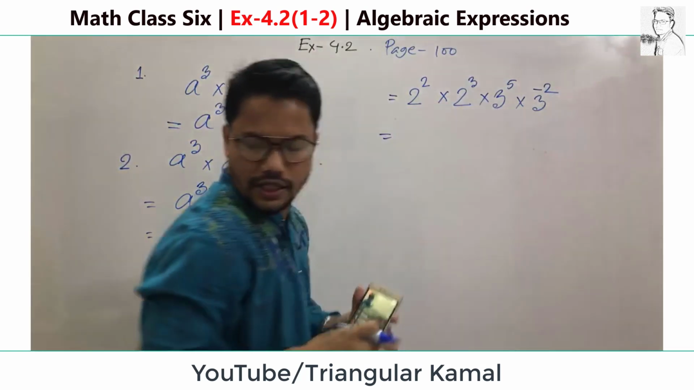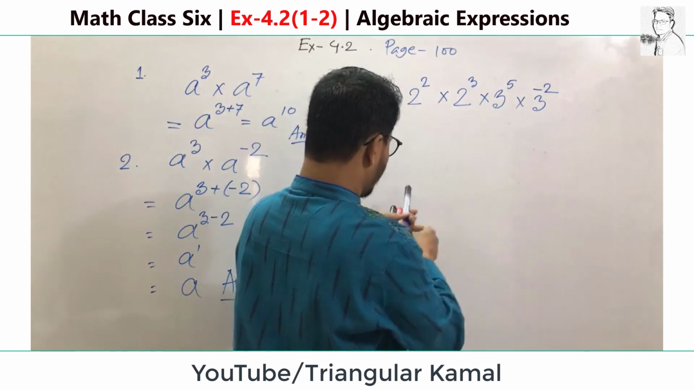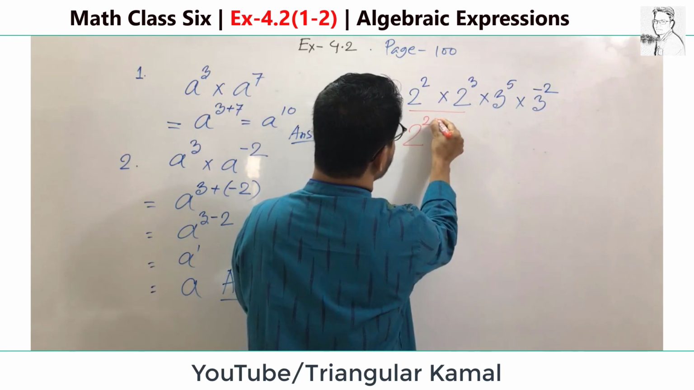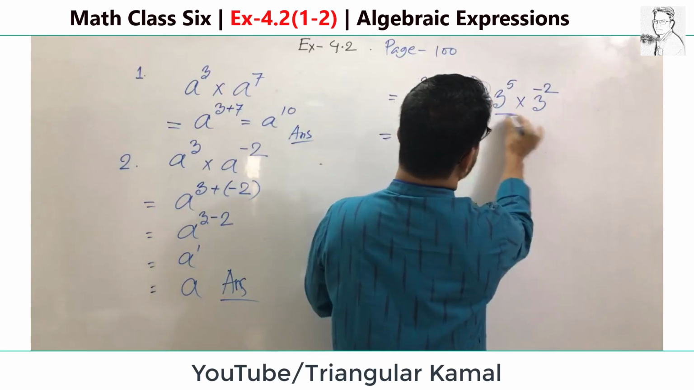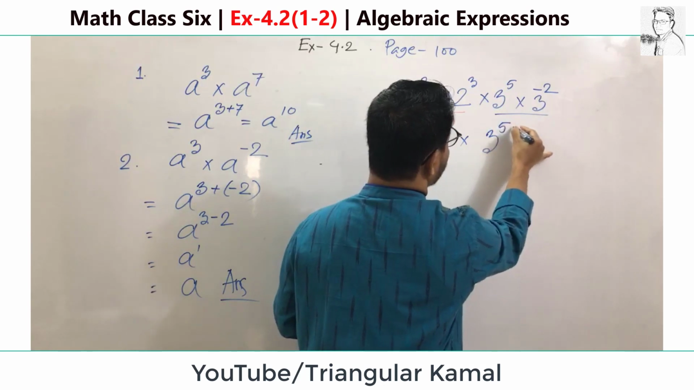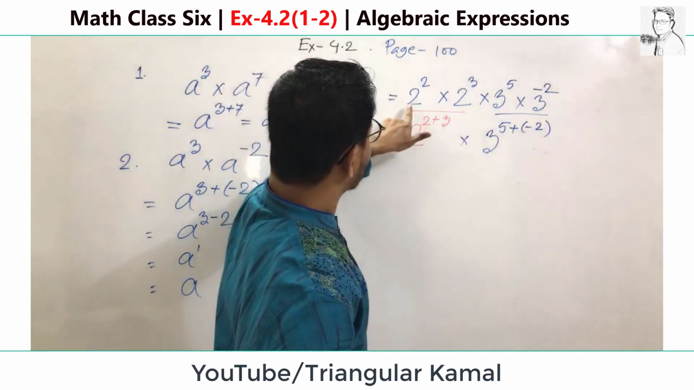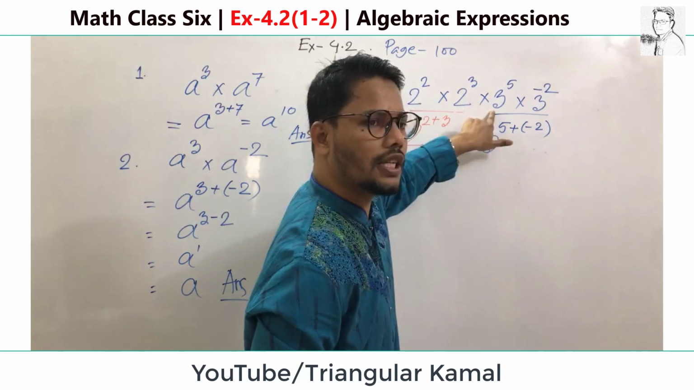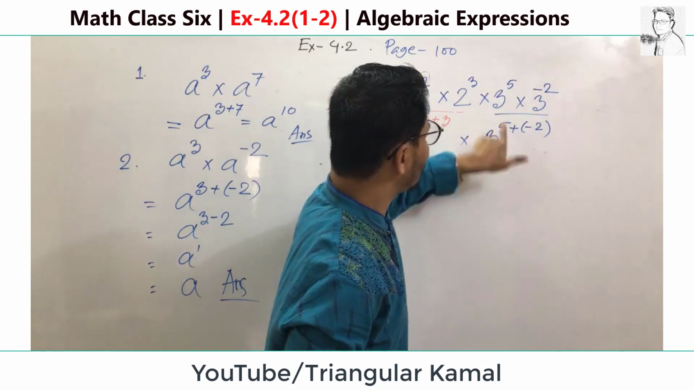First and second one, there are the same base. First and second one, we see here the same base. So from first and second one, we can write here 2 to the power 2 plus 3. From third and fourth one, we can write here 3 to the power 5 plus minus 2. But give attention here. 2 and 2, they have the same base, but they are not same with the 3. So we will add here only the power of 2, here only the power of 3.